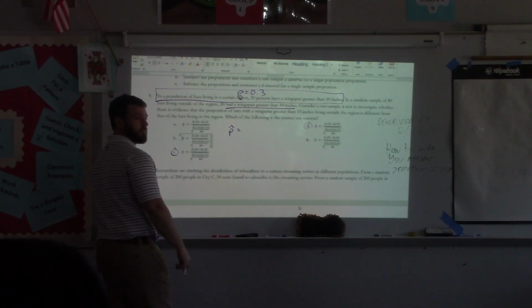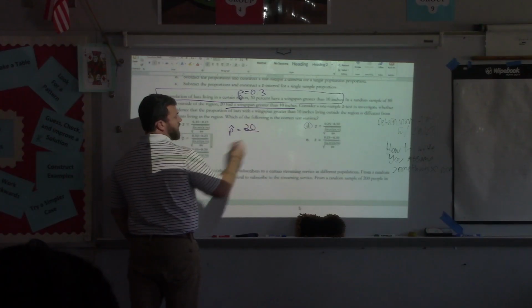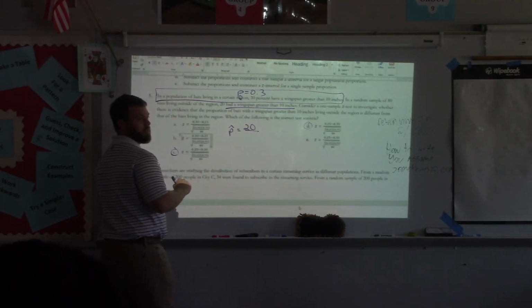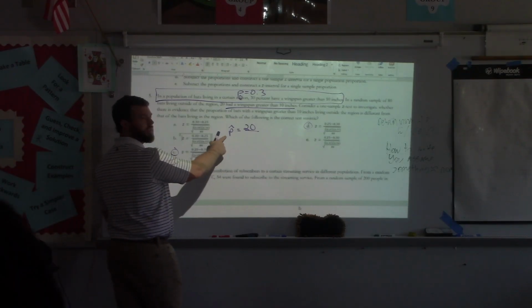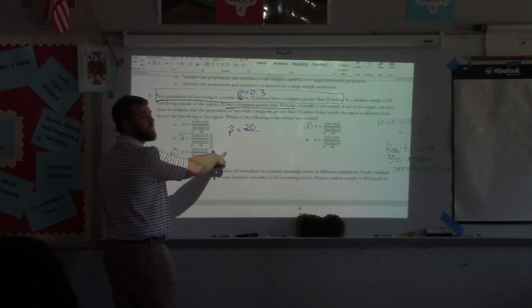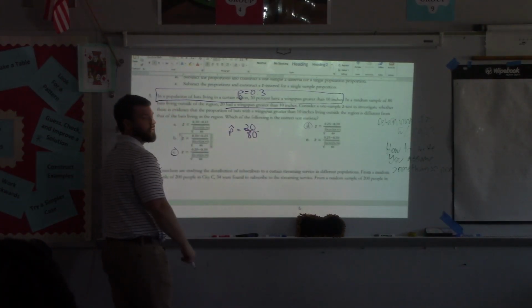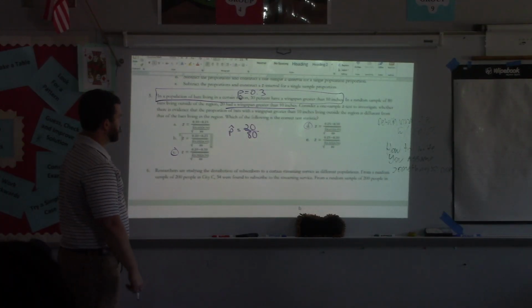How do we calculate a sample proportion? It'd be 20 divided by... no, P hat, just the sample proportion. It's out of how many? I just wasn't doing proportions. I think I was doing mean stuff.